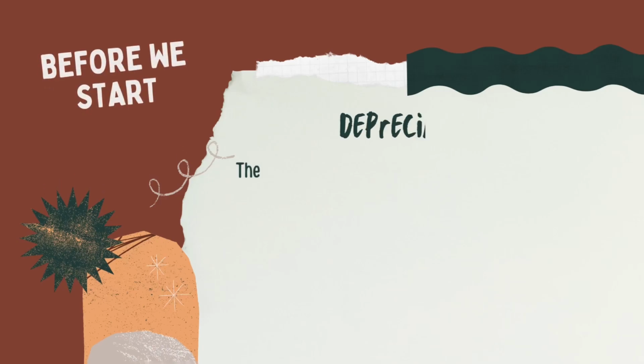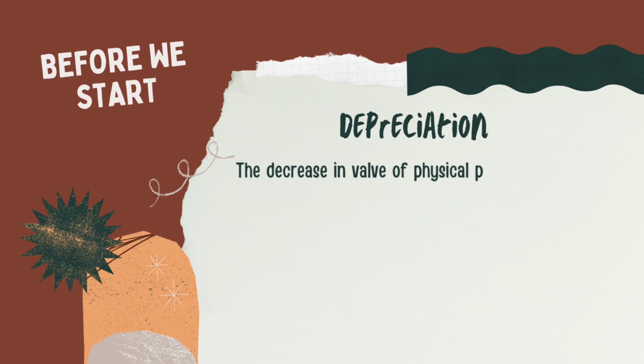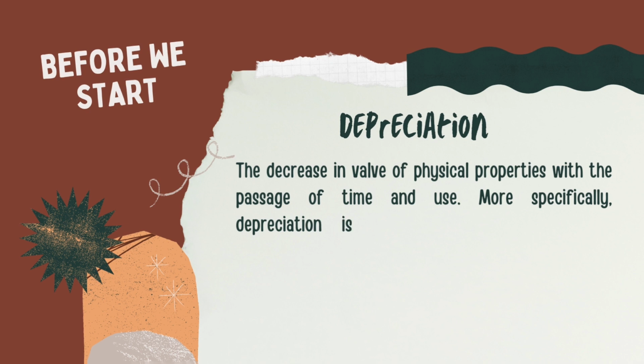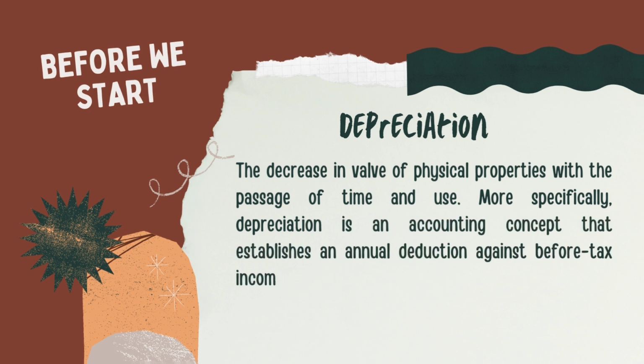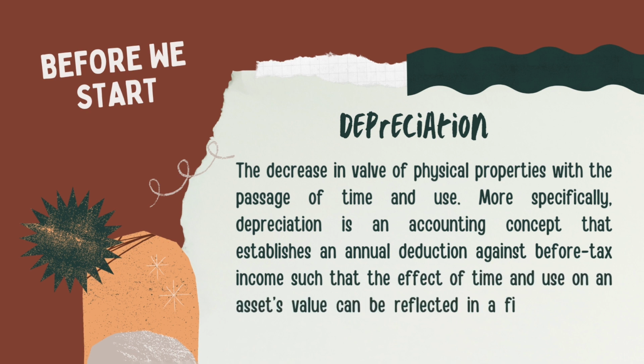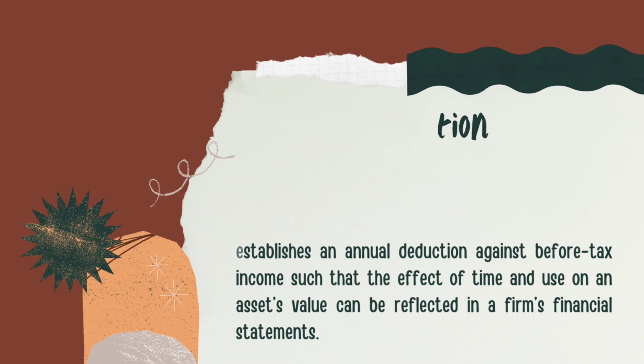Before we start, let us first define depreciation. Depreciation is the decrease involved of physical properties with the passage of time and use. Most specifically, it is an accounting concept that establishes an annual deduction against before-tax income such that the effect of time and use on an asset's value can be reflected in a firm's financial statements.